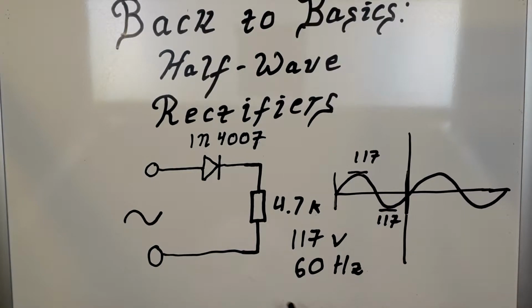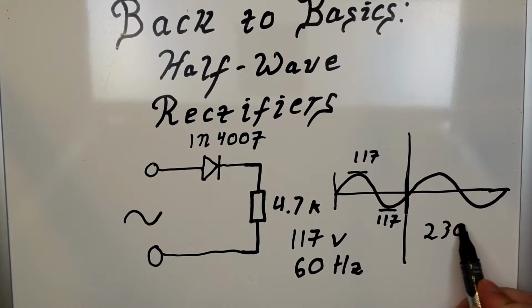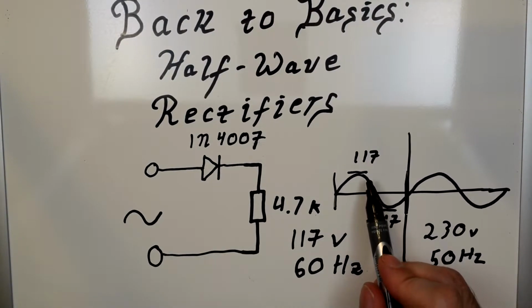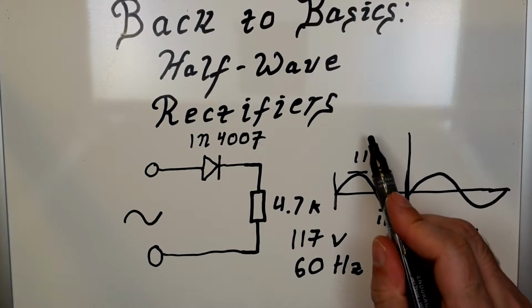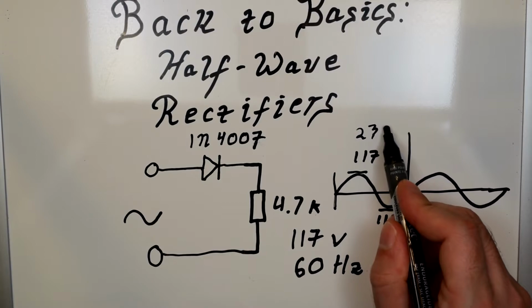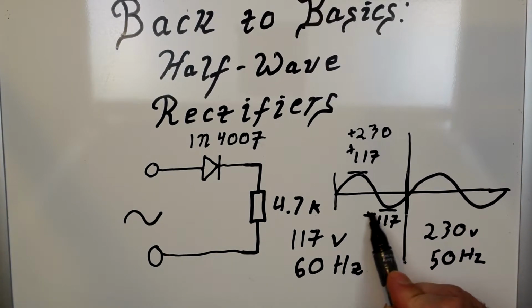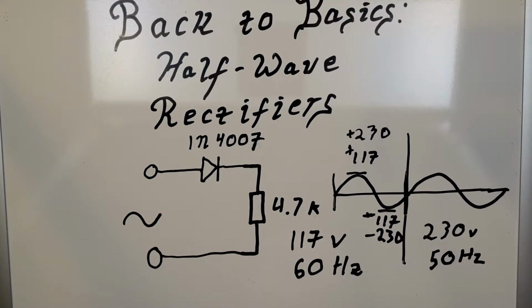And in the UK, your voltages tend to be in the 230 volt range at 50 hertz. Now that means that it makes this peak and trough 50 times a second, and each peak is 230 volts. Just like this. Oops, that's a minus 230 volts. Now what does that mean for this circuit?